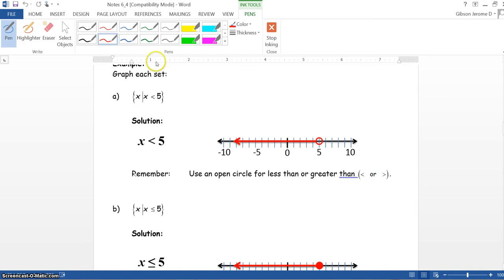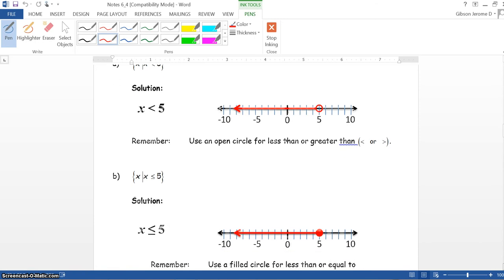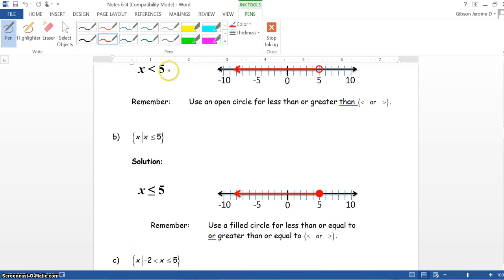Now, it says example, graph each set. We have the set of x where x < 5. Now here's the solution. We go on our number line, draw an open circle on 5, and draw our arrowhead going to the left. That signifies that it goes on forever. And remember, we use an open circle when it's just less than or greater than.